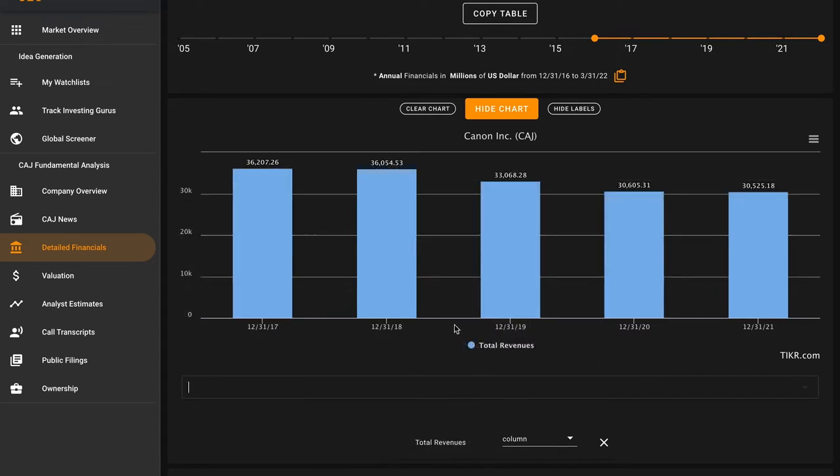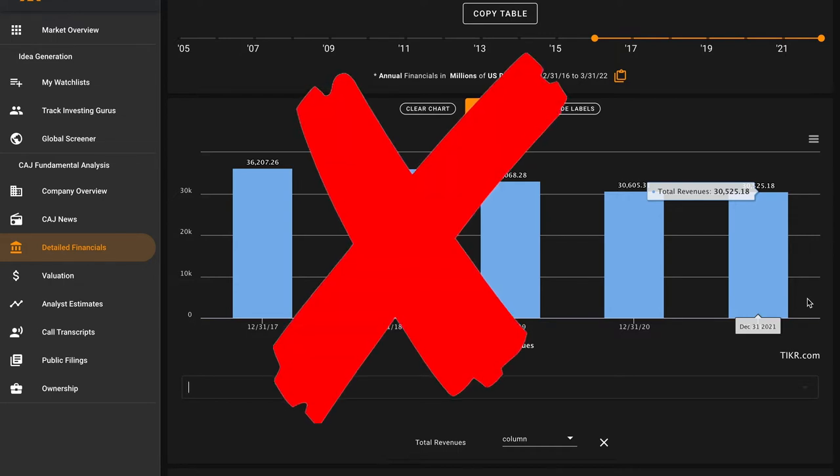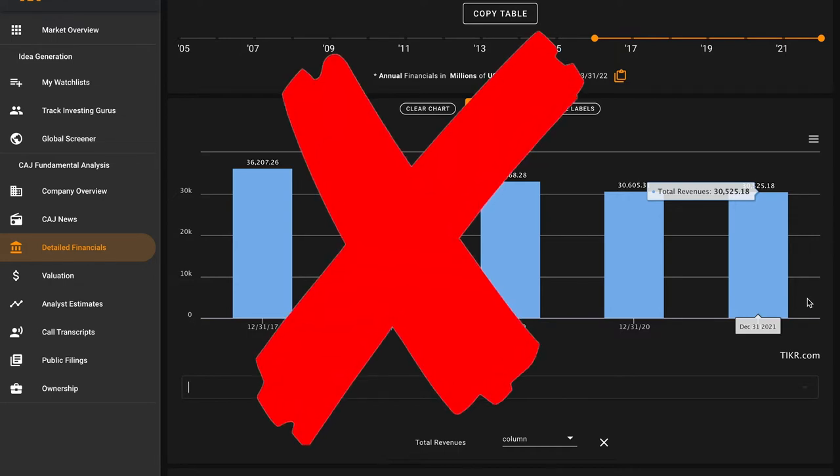Pillar number three, we're looking for five-year revenue growth. All these numbers have been converted from Japanese yen to US dollars. So in 2017, Canon had about $36 billion of revenue, and that's shrank to about $30.5 billion in 2021. So this is an X. They've actually seen a five-year revenue decline.